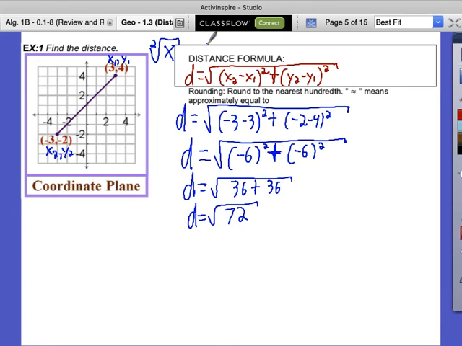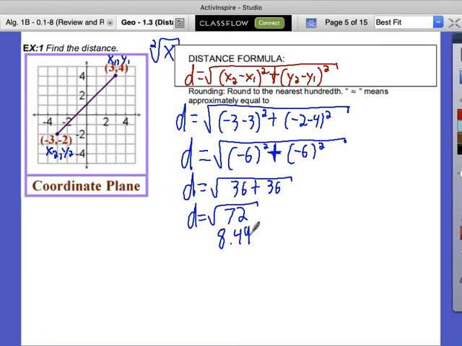Nearest hundredth. Okay? Anyone have any questions on either calculator? Anyone have any questions on how to use either type of calculator here? Okay. So, to the nearest hundredth, what did we get? 8.49, okay?